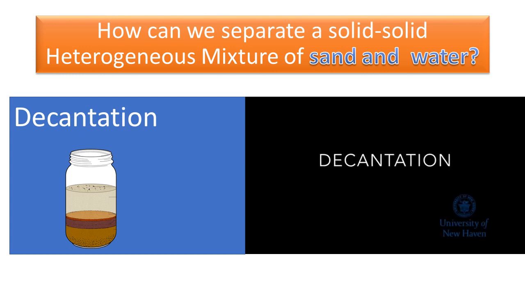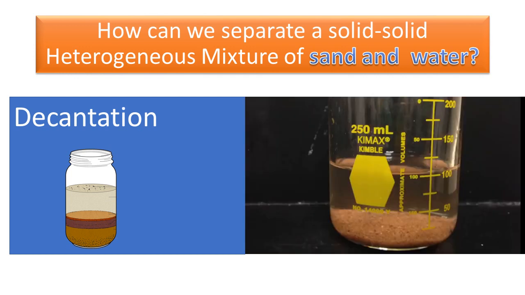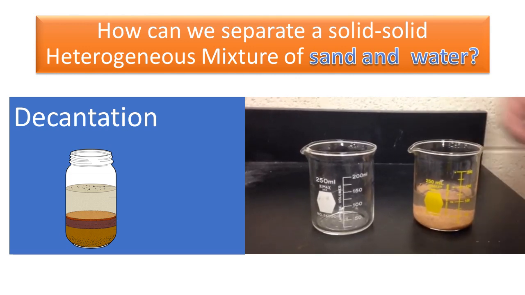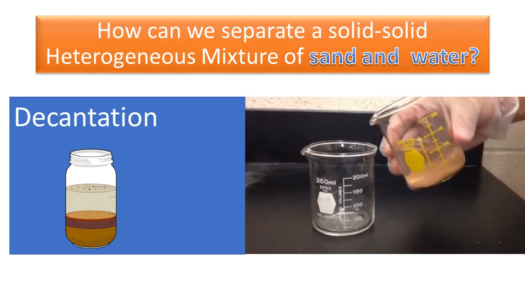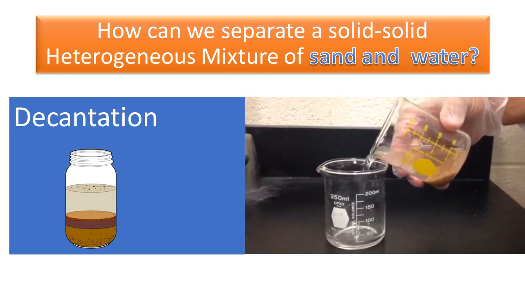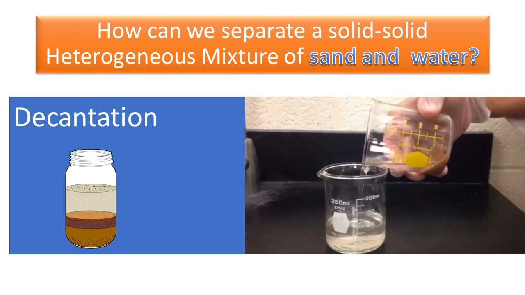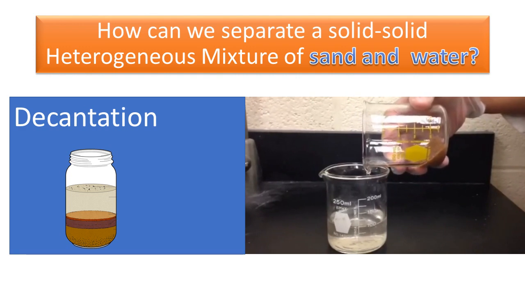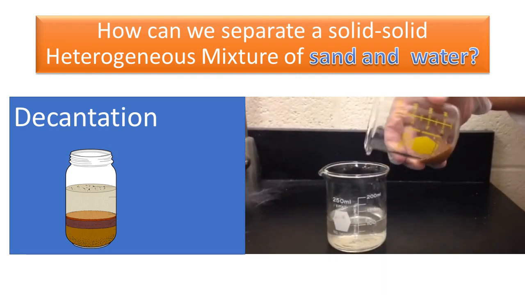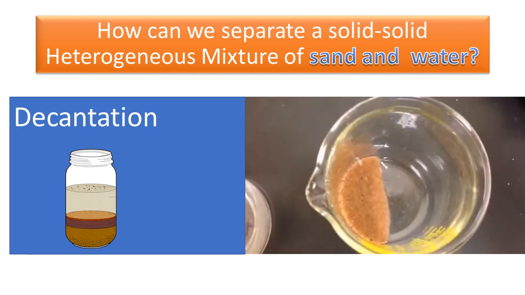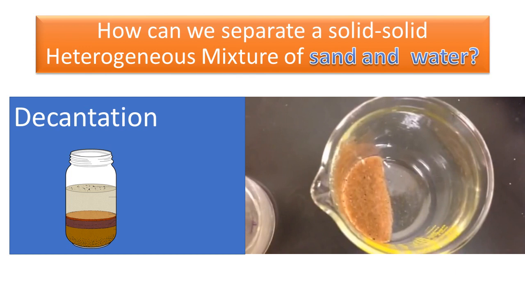In this video, you will learn how to decant liquid from a solid. Mixtures can form two layers when a solid settles to the bottom of a beaker. To separate the liquid layer from the solid layer, the liquid should be carefully poured off in a process called decantation. It is typical that some liquid will be left behind with the solid.